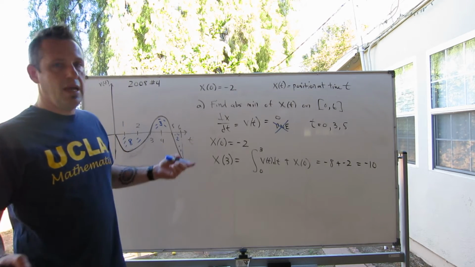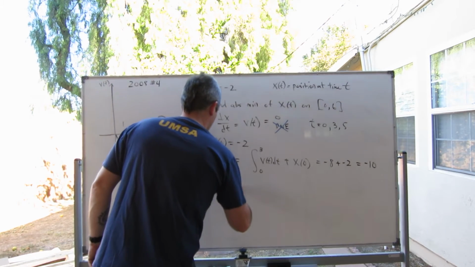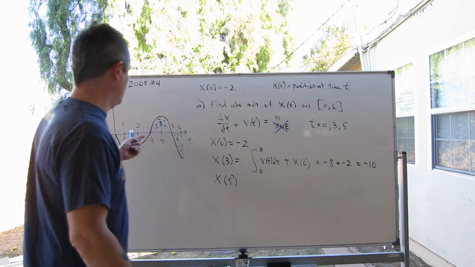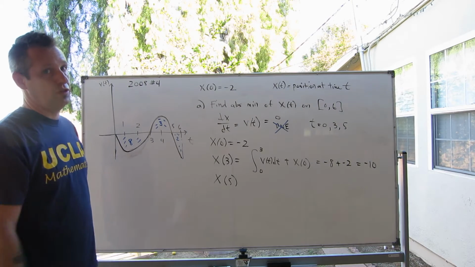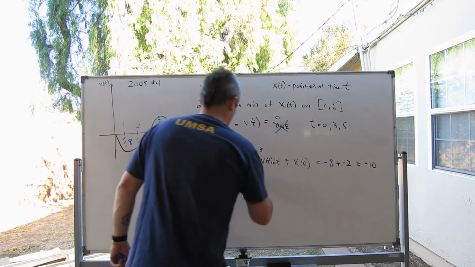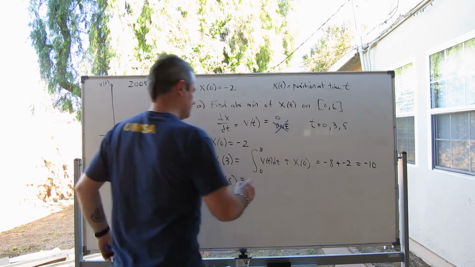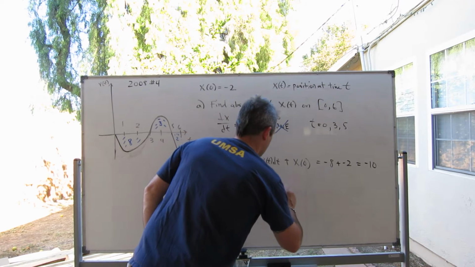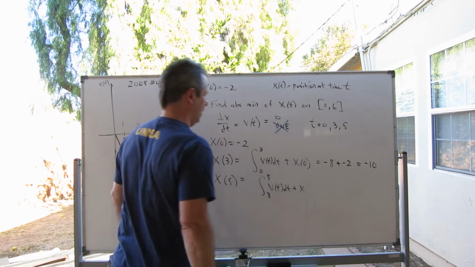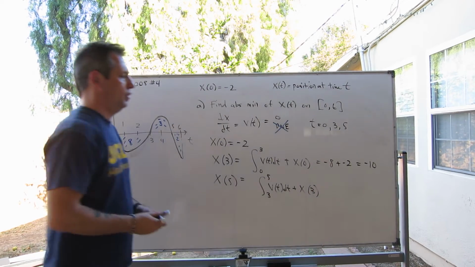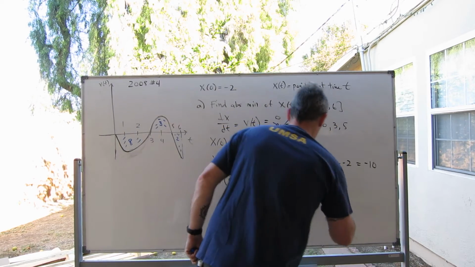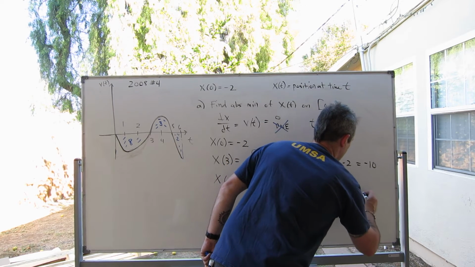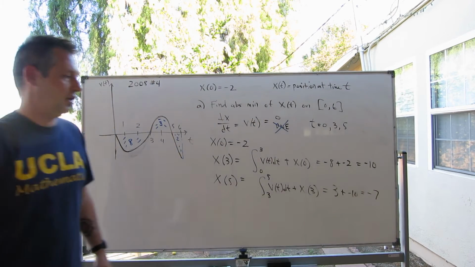We'll see. For example, I already know that x of 5 is going to be bigger than this, not as negative as this. Why? Because the velocity is positive from 3 to 5, we were moving to the right. But I'll calculate it anyway. It ends up equaling the integral from 3 to 5 of the velocity plus x of 3. But this ends up equaling, let's see, from 3 to 5 the velocity is 3, plus negative 10 is negative 7. Not going to be a winner.